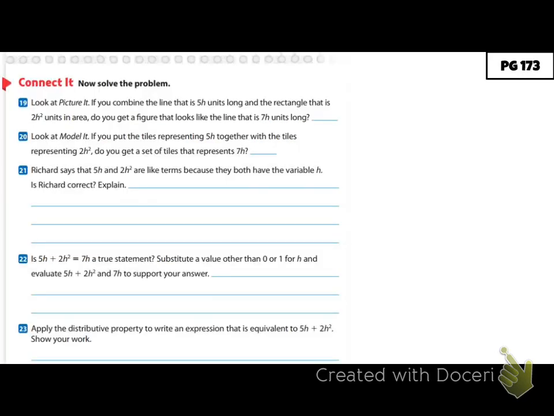So let's go through some questions. Number 19 says, look at picture it. If you combine the line that is 5h units long and the rectangle that is 2h squared units in area, do you get a figure that looks like the line that is 7h units long? Obviously that's a no, because you're not going to take a square and make it look like a line. 20, look at model it. If you put the tiles representing 5h together with the tiles representing 2h squared, do you get the set of tiles that represent 7h? Once again, no. You're not going to take squares and make them into small rectangles.